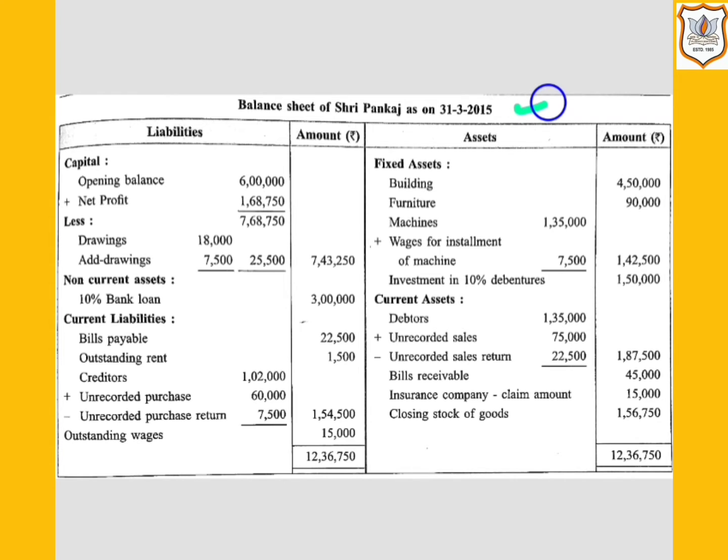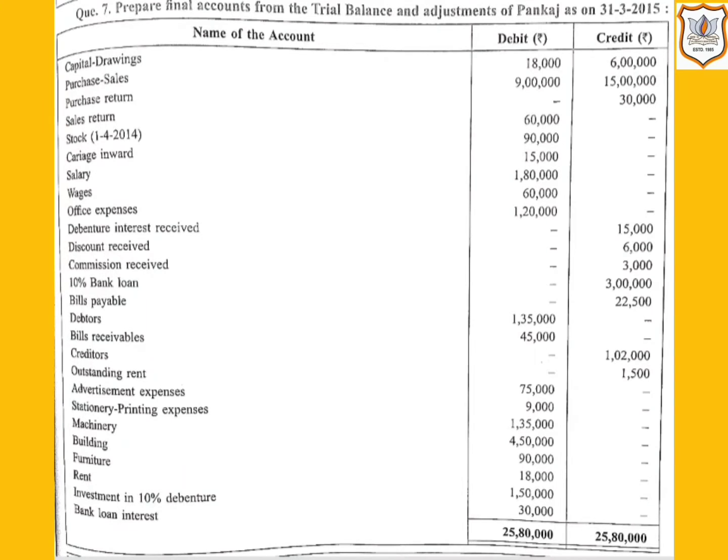We know that the balance sheet consists of two components. On the left hand side, we will show liabilities, and on the right hand side, we will show all the assets. So let us see next.